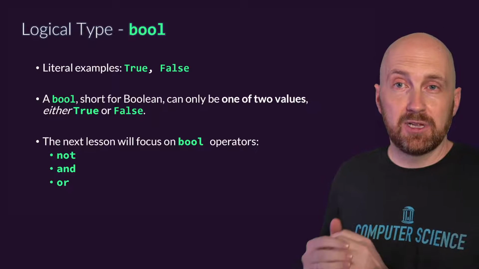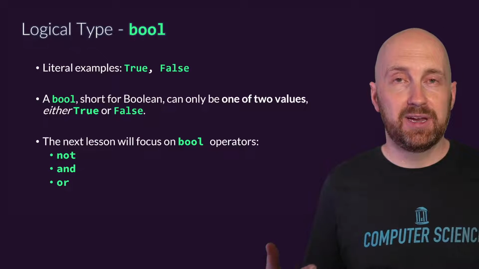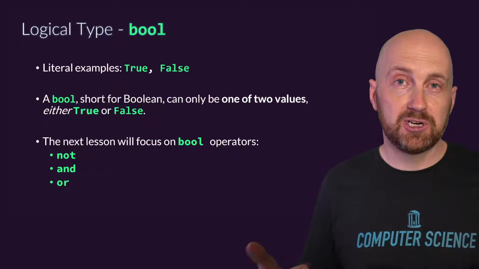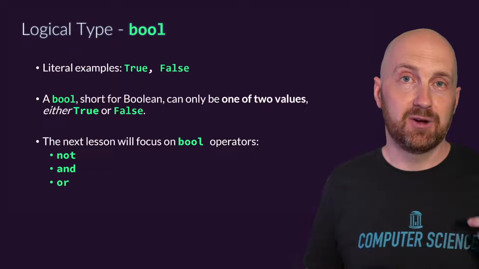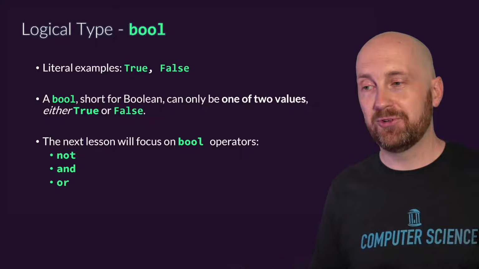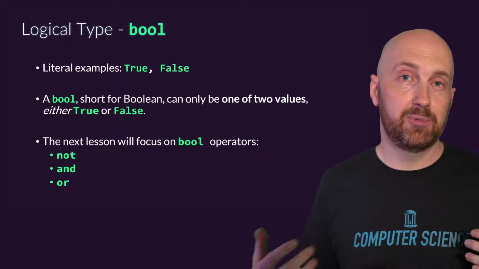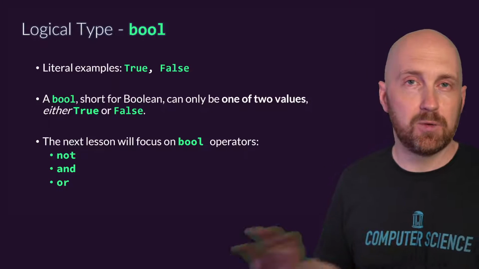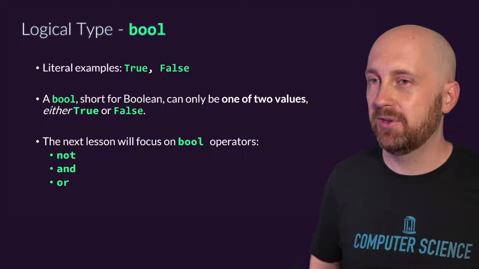In the next lesson, we're going to look at three operators for comparing and working with bools in conjunction with one another. So is one bool true and another bool true? We can flip whether a bool is true or false with the not operator. We'll look at those in full depth in just a moment.